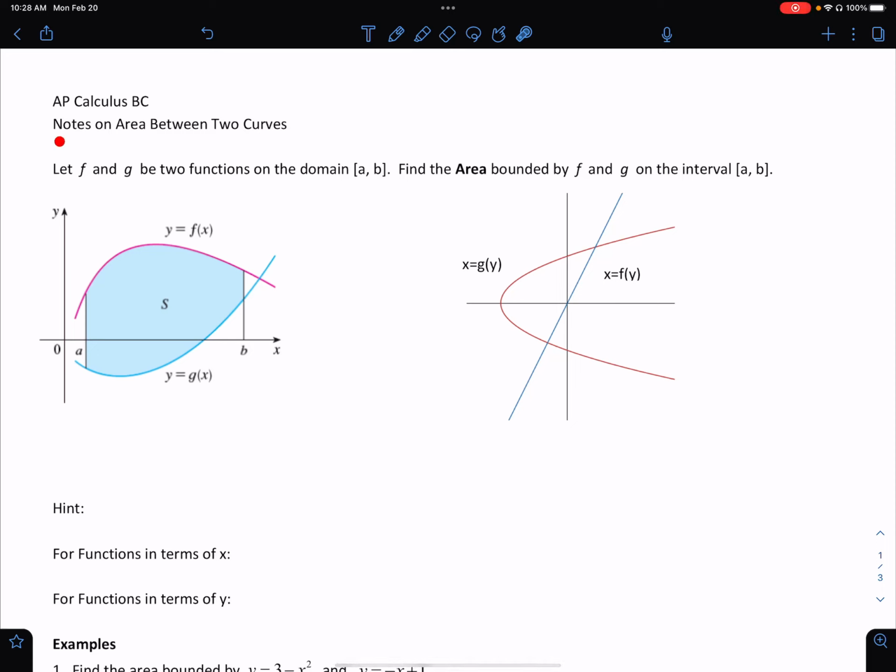Hello, welcome back. Today we're going to take a look at area between two curves. This is a topic that's going to look a little familiar to us.